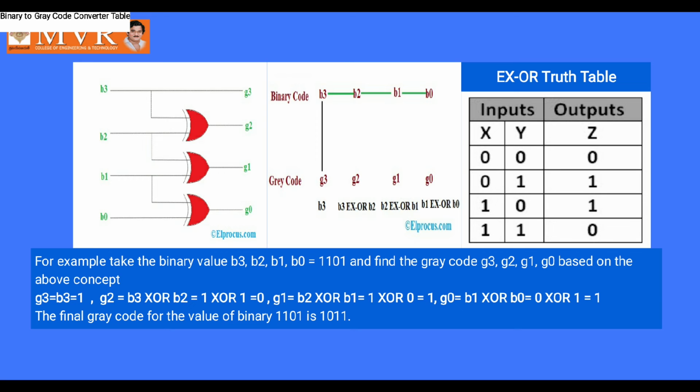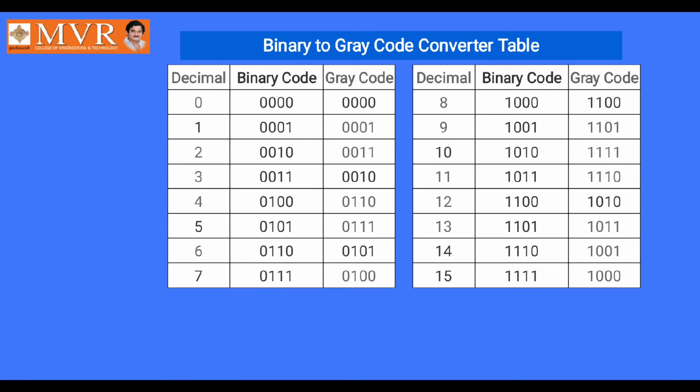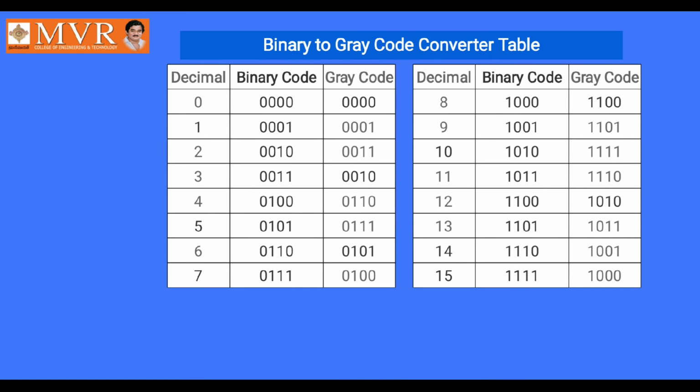An example is given here: B3, B2, B1, B0. I have taken a binary value 1101. If you see the previous table, 1101 is actually equivalent to decimal 13. So what is its equivalent grey code value in the table? 1011. So a binary code 1101, when you convert it into grey code, you should get 1011 as the output. How you get this output using this diagram, we will see now.